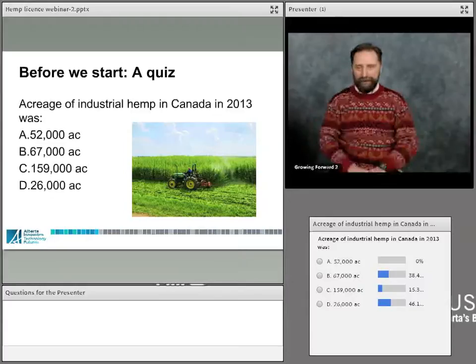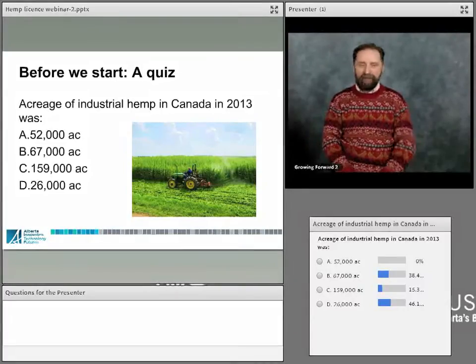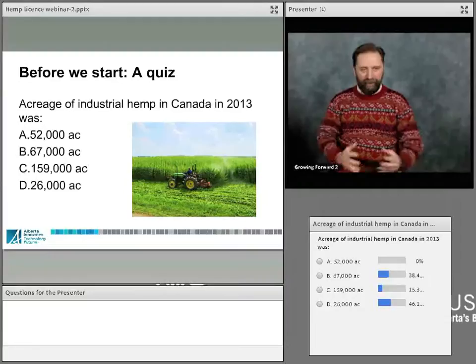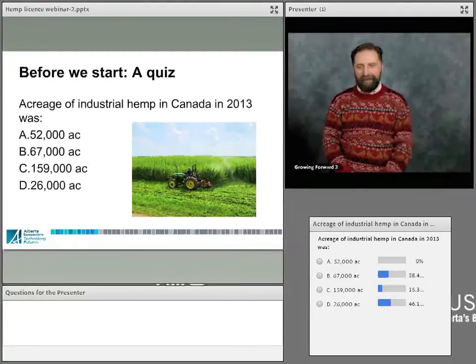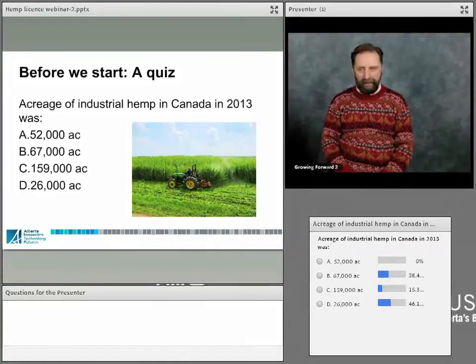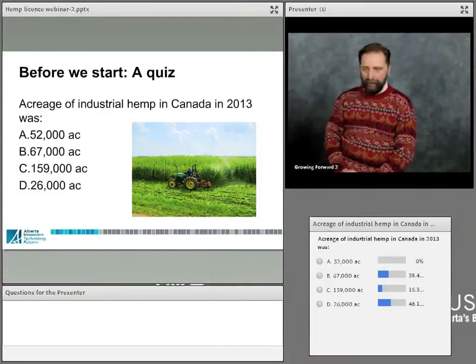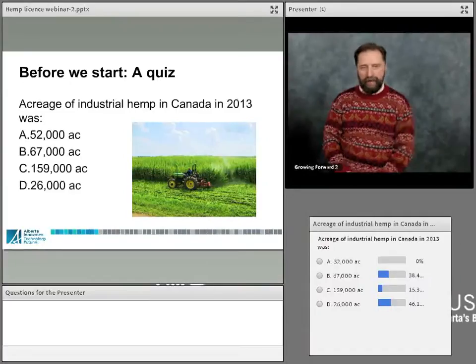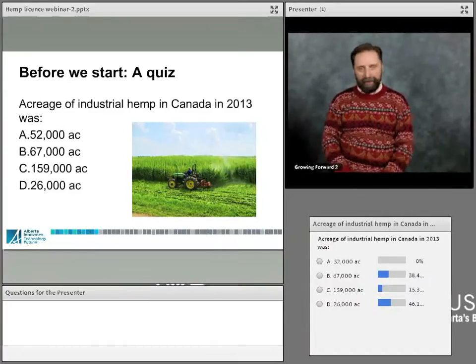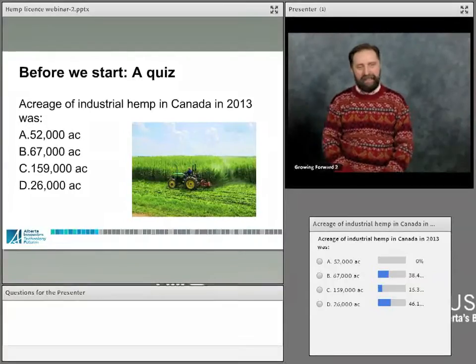Okay, so these are your answers. Almost half of you provided the answer D, which is 26,000 acres. 15% were very optimistic and said that it's almost 160,000 acres. No, we are not there yet. Over 1/3 provided the right answer. The right answer, the acreage of hemp in Canada in the year 2013 was 67,000 acres. Okay, so not bad, not bad.